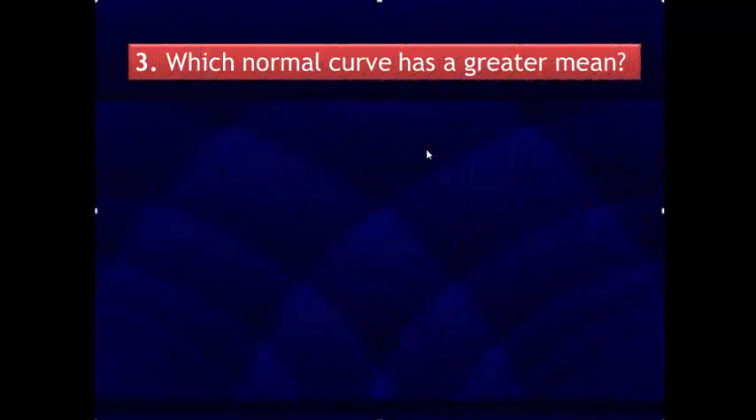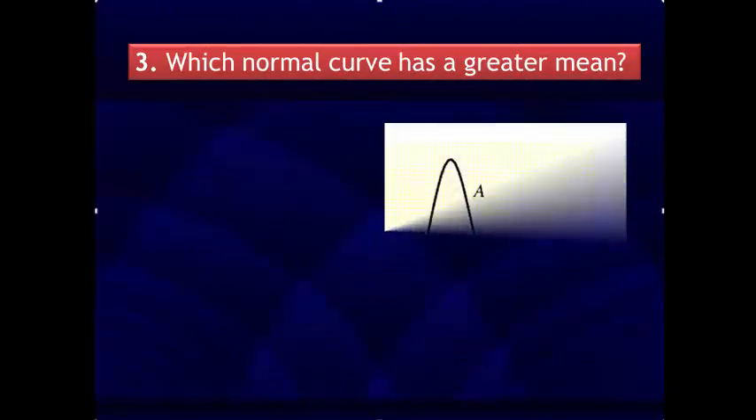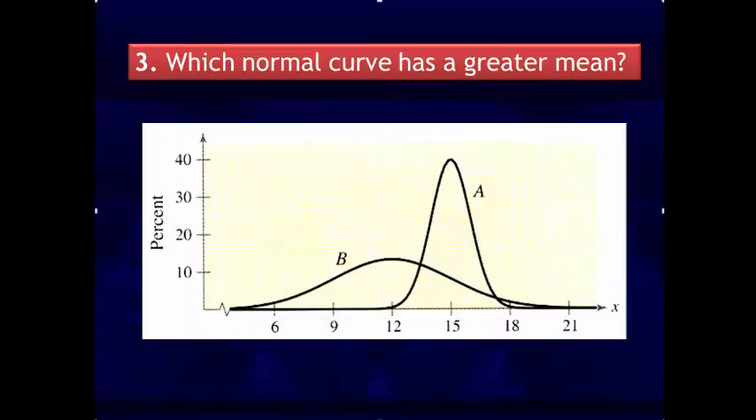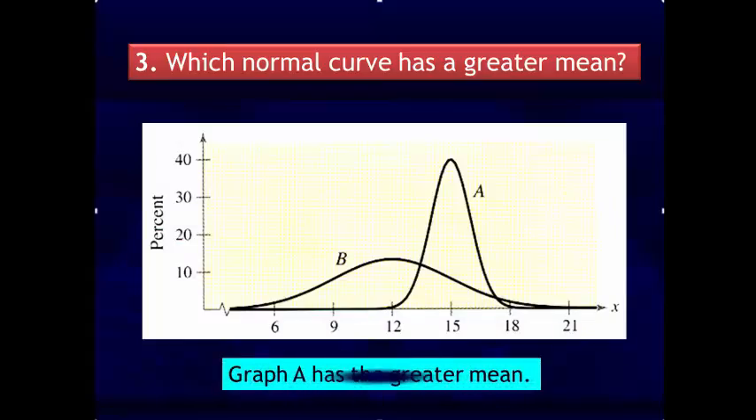Which normal curve has a greater mean? Is it graph A or B? It is graph A because the mean of graph A is 15 and the mean of graph B is just 12.